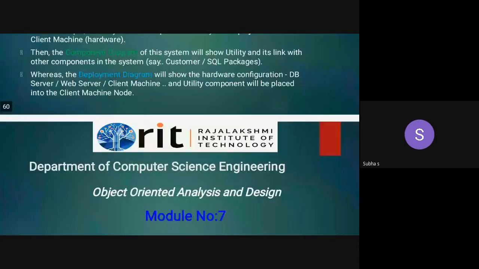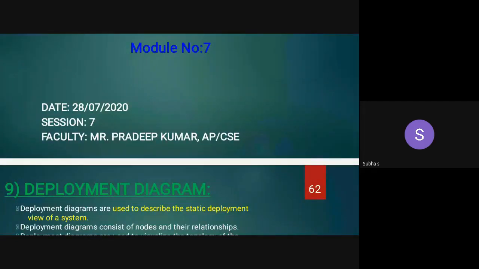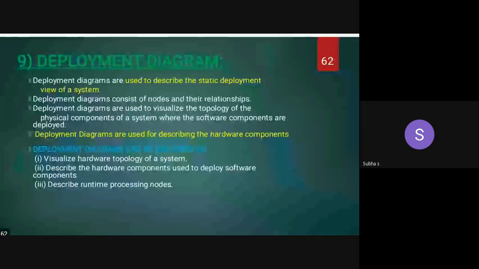Now we come to the deployment diagram. Whether component or deployment, it is a static deployment view only. In the deployment diagram, we have the kinds of nodes and the relationships. It tells about the topology of the physical components of the system, the physical system where the components are deployed. For example, here in the lab, you are doing programs and work. Here also a proper network configuration is there with the help of routers and bridges.